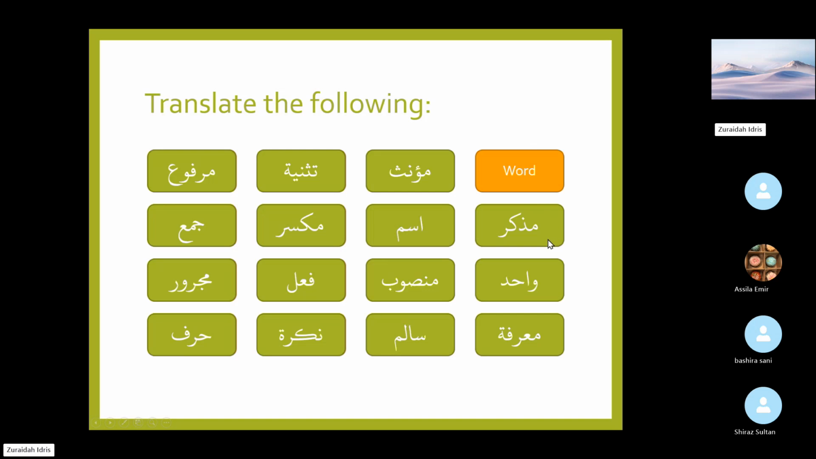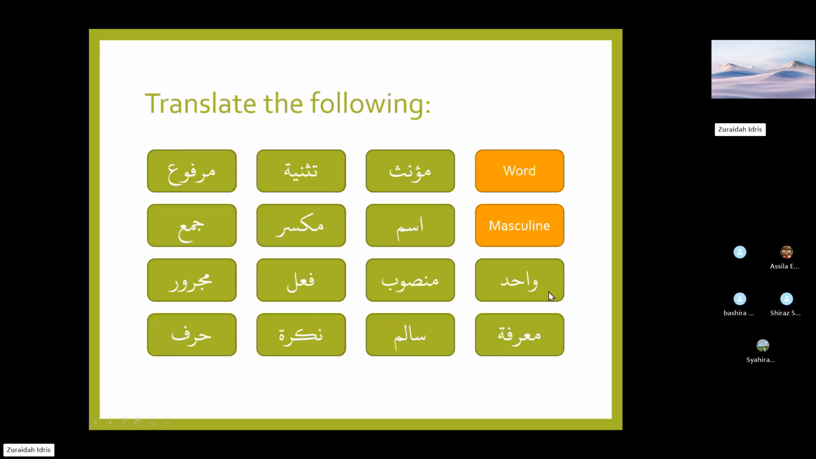Sister Bashira, Muzakkar would be? Male. Yes. Wahid. Sister Sultana, what is Wahid? Singular. Yes, good. And Ma'rifa, Sister Ralin, what is Ma'rifa in English? Proper names. Yes, proper. Or in this case, I use the word definite. Sister Shahida, Mu'annas. Do you know what that is? Feminine. Yep, exactly.